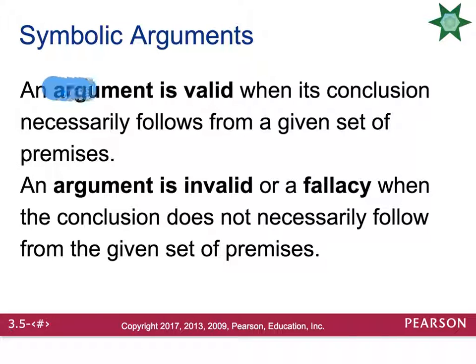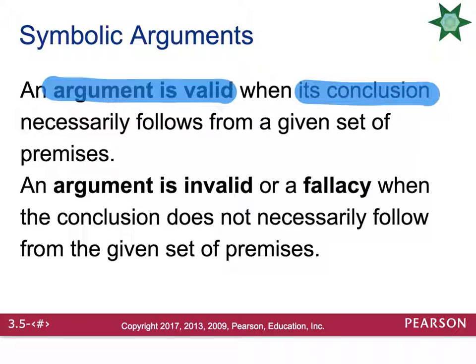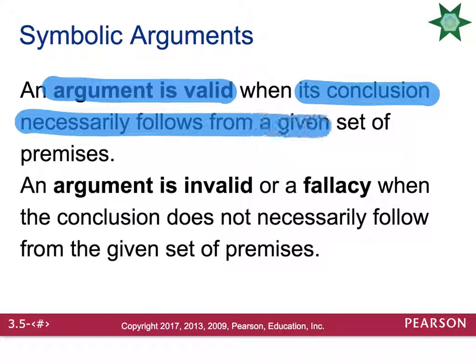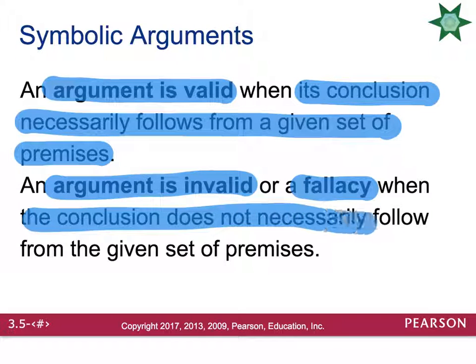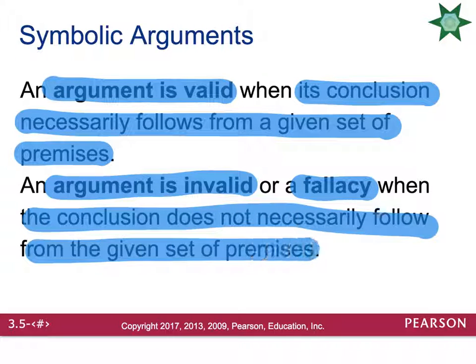Okay, so we say an argument is valid when its conclusion necessarily follows from a given set of premises. In other words, the conclusion makes sense based on what we said had to happen first. Premises would be what happened first. And then we can say an argument is invalid, or we call it a fallacy, when the conclusion does not necessarily follow from the given set of premises. So we have to see if the conclusion makes sense, that would happen if the premises happen.